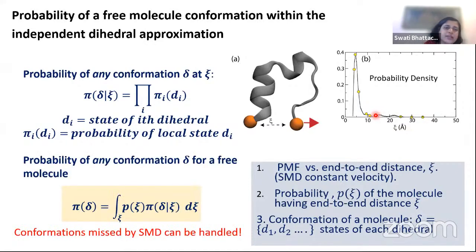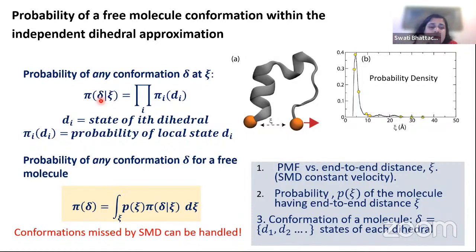So now I can give you an equation to compute the probability of any conformation delta for a free molecule, not a tethered molecule, but a free molecule. This is shown by an integral here. So pi of delta is the probability of a conformation delta, and this is obtained from two parts. The first is P of xi, which is the probability of the molecule being at an end-to-end distance xi, multiplied by this conditional probability that I showed you previously, which is the probability of that conformation at a particular xi.